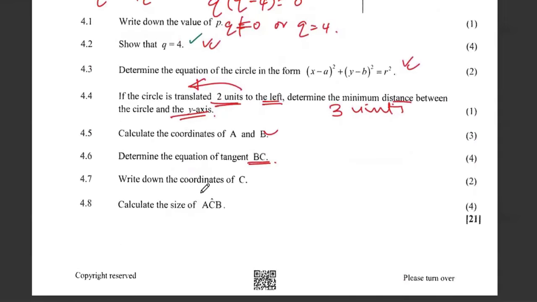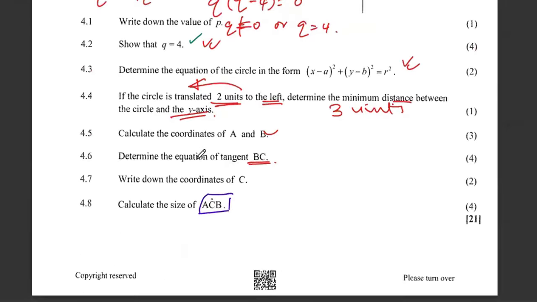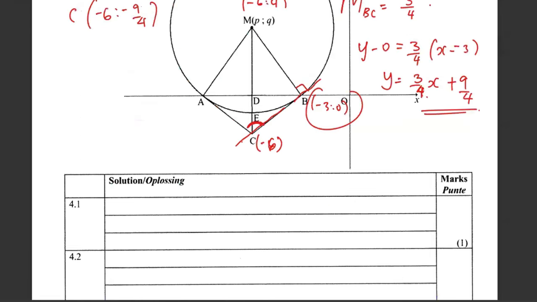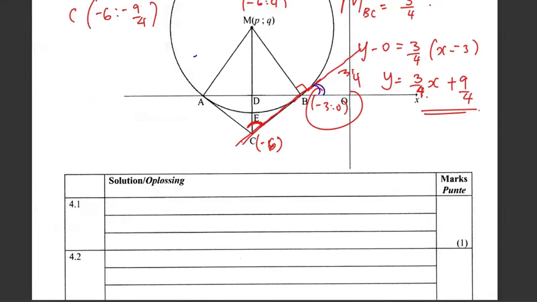The next question is asking us for the angle ACB. So ACB, this entire angle. Now, how many marks is this question? Should be 4 marks, no? Now, since I know the gradient of this line to be 3 over 4, I can technically find the angle of inclination here, which will also be the same as this angle. Then I have the coordinates here. I can find the gradient of AC and also find the angle of inclination, which I'll call beta, and then subtract these two to give me that.